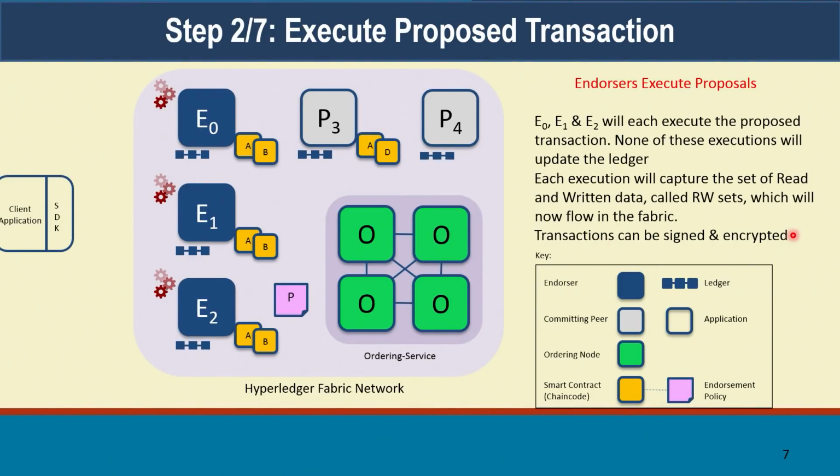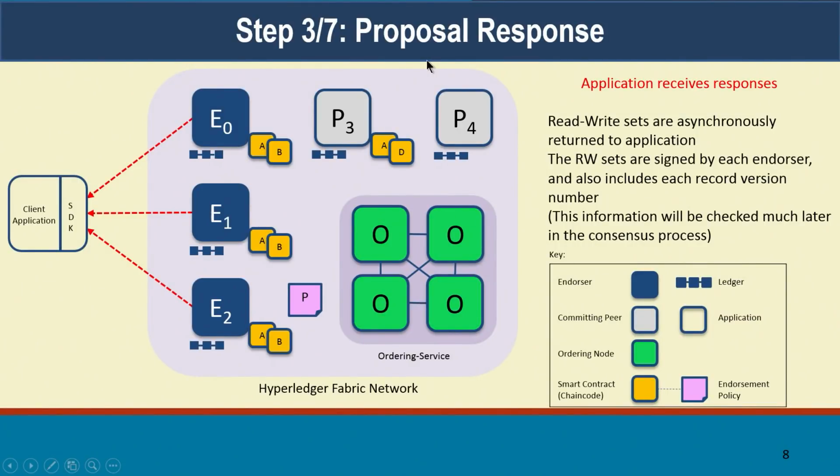So, it can also be encrypted. All these communications between parties are encrypted for security purposes. Right? So that's the second step of the flow. The third step of the flow is for the endorsers to communicate back the output they see, along with their signature.